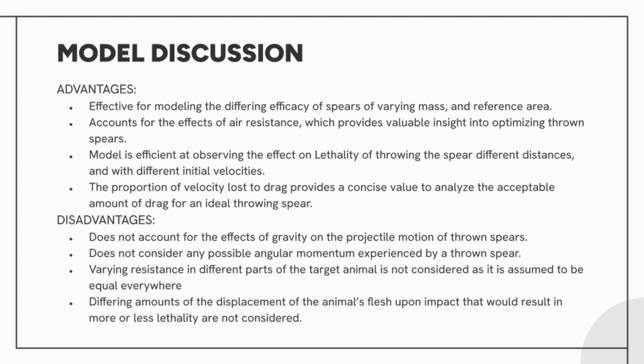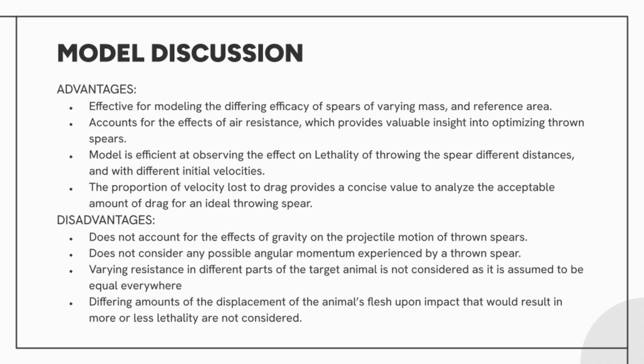We believe that our model is effective in terms of examining spears of varying masses and reference areas, and that it also accounts well for the effects of air resistance, which allows us to optimize fairly well for a thrown spear design. Our calculation for lethality is simple and effective, allowing us to easily compare the differences between throwing and bracing a spear. And our proportional value for velocity lost to drag provides a concise value to analyze the acceptable amount of drag for an ideal throwing spear.